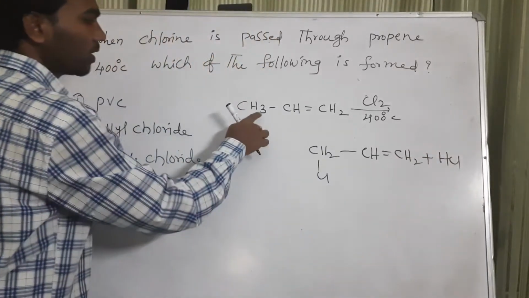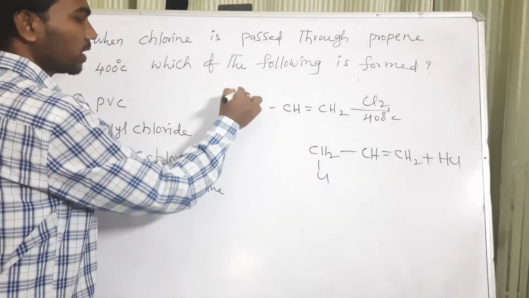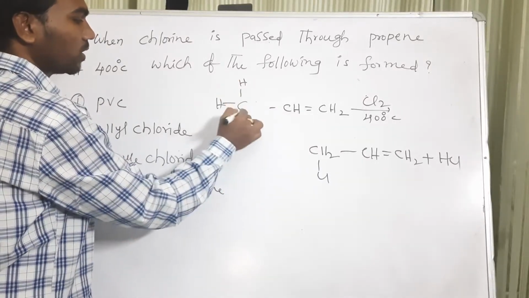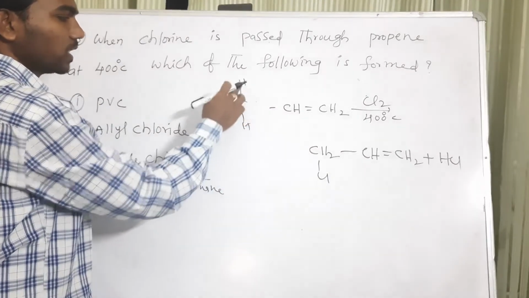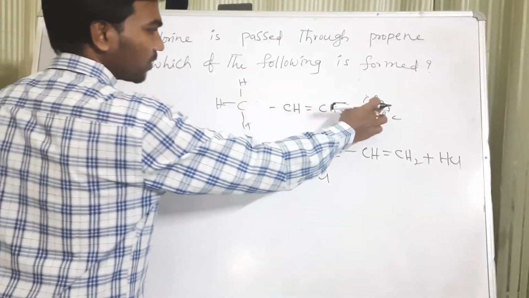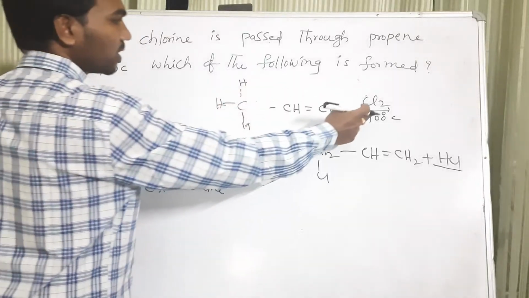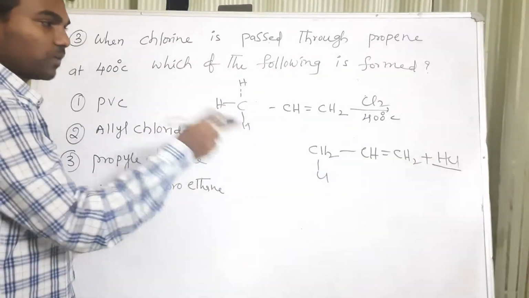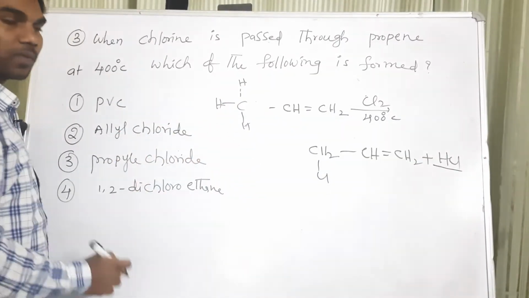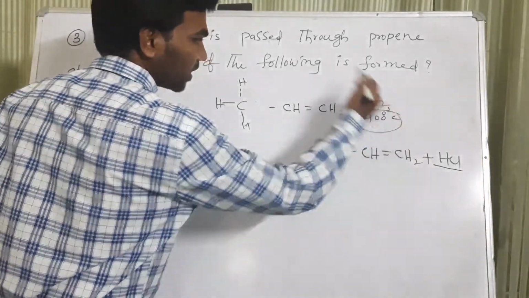Means from here, there are 3 hydrogens in this. One hydrogen will react with one chlorine, that is HCl, and this hydrogen's place will be replaced by the chlorine. So instead of an addition product, here a substitution reaction will take place. So that's why they mentioned 400 degrees centigrade.